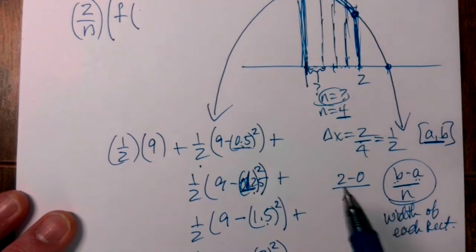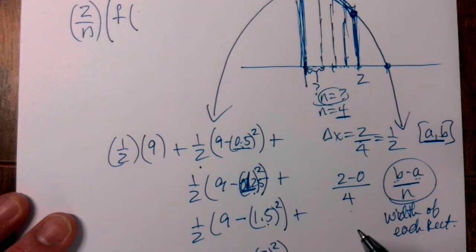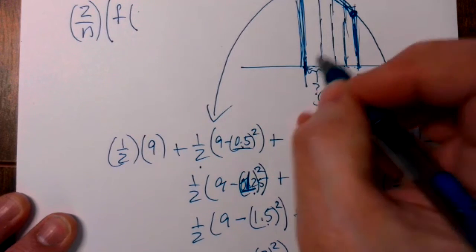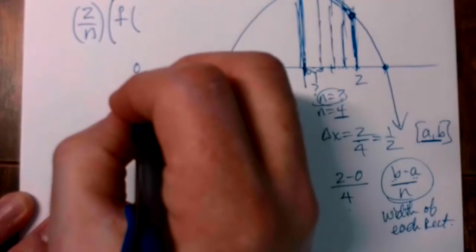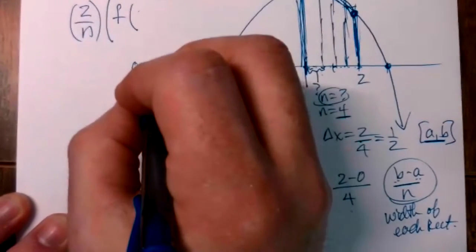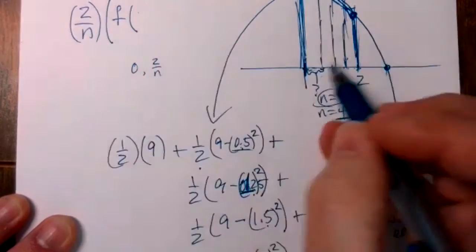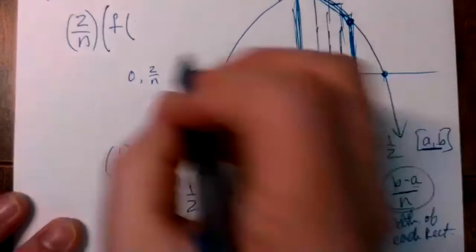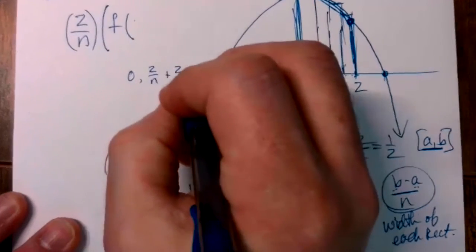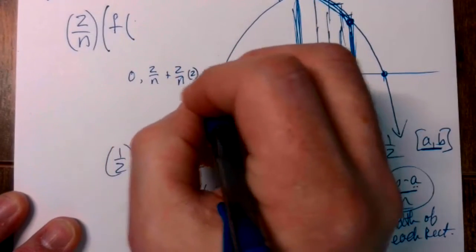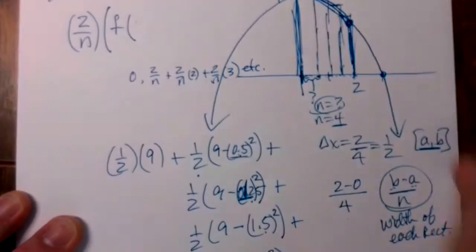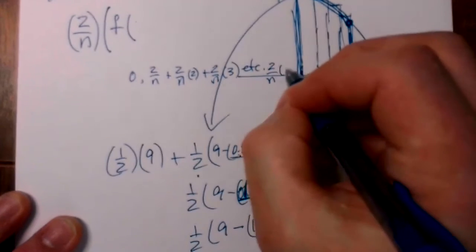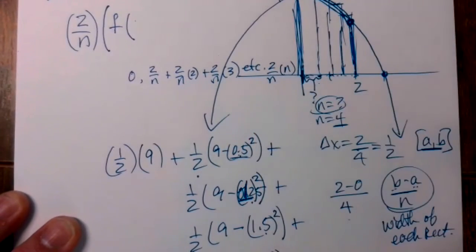Well, I kind of do know how wide they are. They're 2 over n wide. Each one of these is 2 over n. So the first one's going to be 0. The next one's going to be 2 over n because it's going to move 2 over n over. The next one's going to be 2 over n times 2. The next one's going to be 2 over n times 3, etc., until I get to 2 over n times n. That's going to be the whole thing.